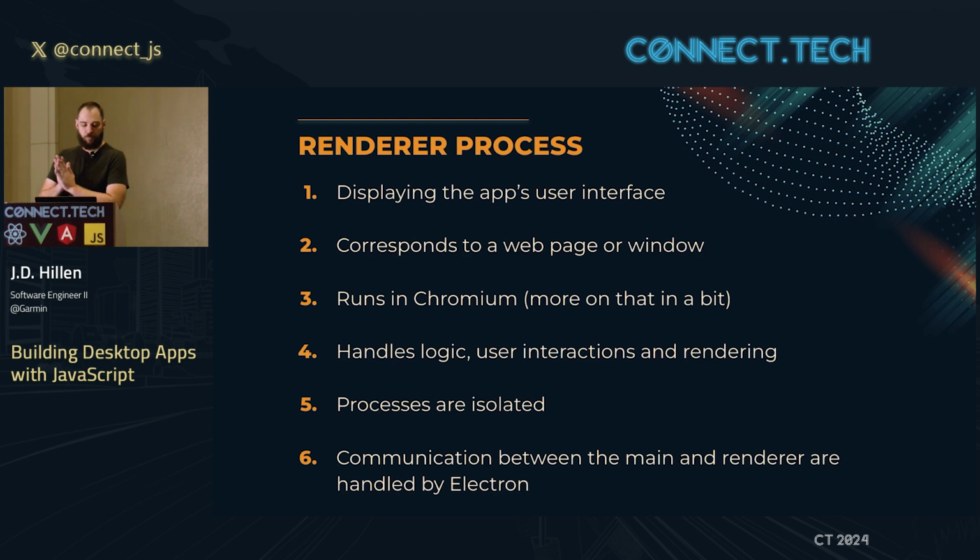Okay, so next we'll talk about the renderer process. So the renderer process is for displaying the app's user interface, so whatever you're building. Each renderer process corresponds to a web page or a window in the application. And then the renderer process runs in the Chromium browser, like I said earlier. That handles all the UI logic, user interactions, and rendering of the application's web content. The renderer processes are also isolated from each other, so they're not actually talking to each other. You can have communication between the two.